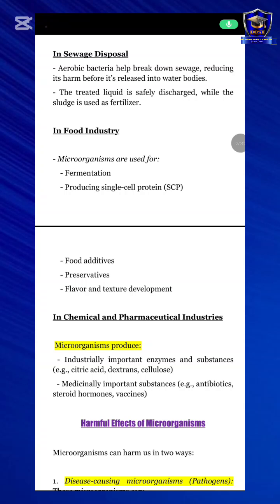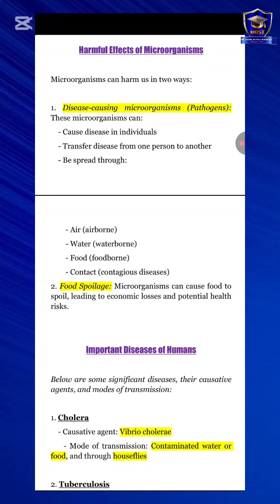Also, we are going to look at the harmful effects of microorganisms, having known the useful effects. Okay, so how can microorganisms actually harm us? They can harm us in two major ways. The first way is by causing diseases. All right, these microorganisms that cause disease, we call them pathogens.